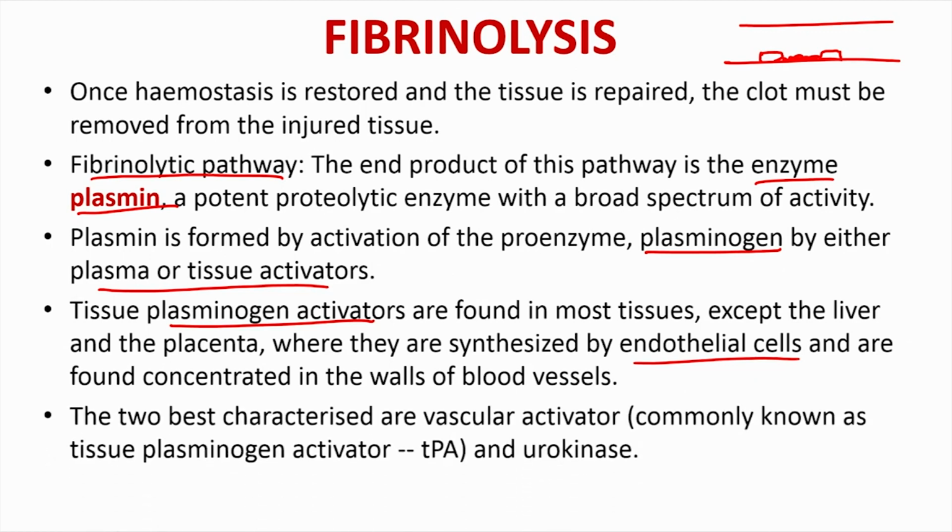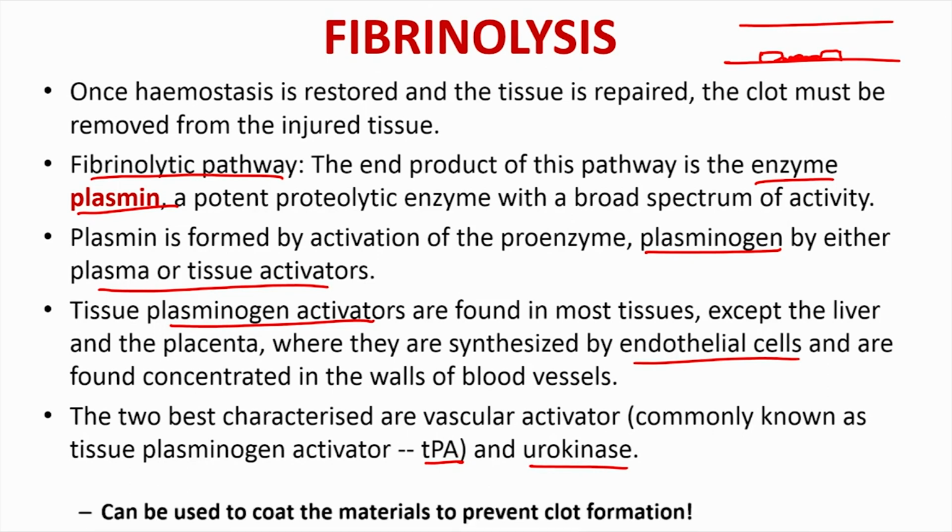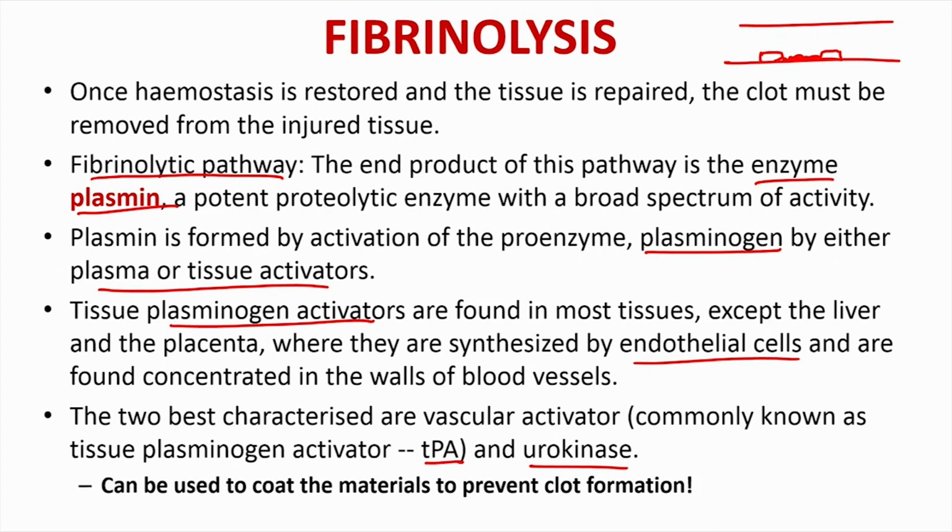Some of the well characterized activators out there are urokinase and tissue plasminogen activator called TPA. These things are very well characterized and actually used in humans too, and these can be used to coat materials to prevent clot formation. So, what you can do is take your material and pre-coat it with these activators. If the activators are present on the surface, then the first time the fibrin comes in, it is going to get cleaved off. So, you would not let the clot form.